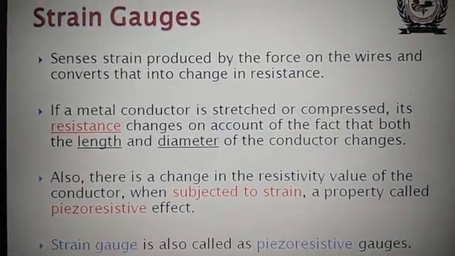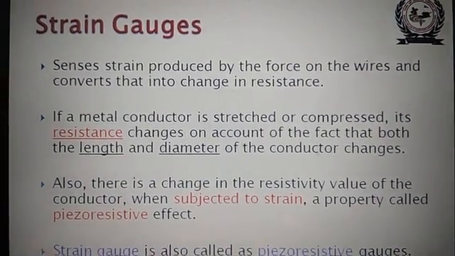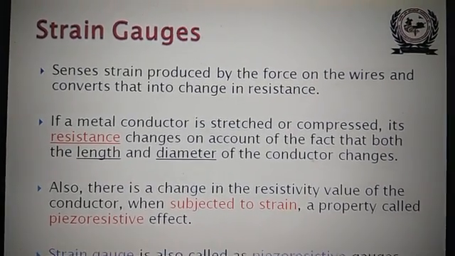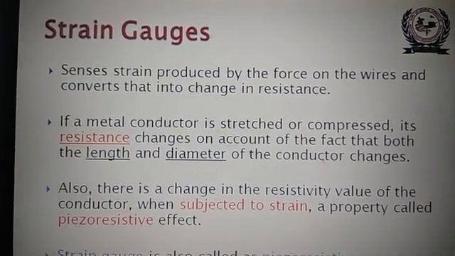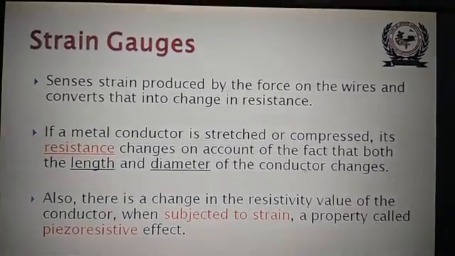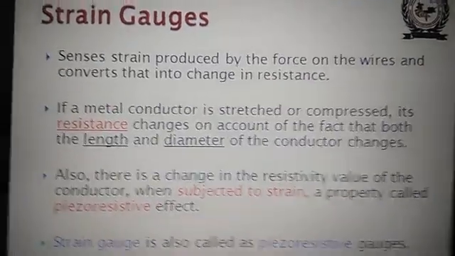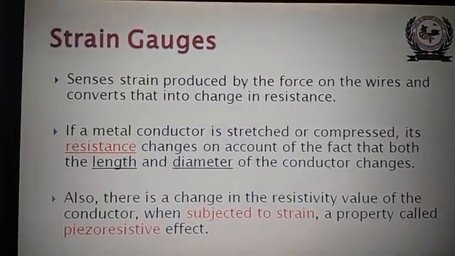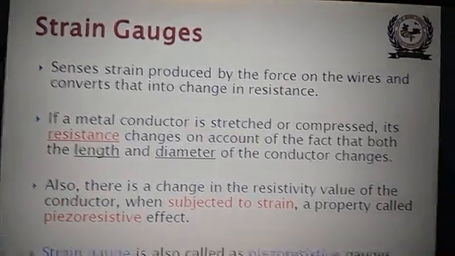If a metal conductor is stretched or compressed, its resistance changes on account of the fact that both the length and diameter of the conductor change. Once you put weight on a particular wire, there may be a change in the length of the wire or its diameter also.